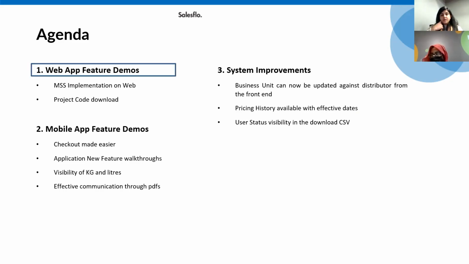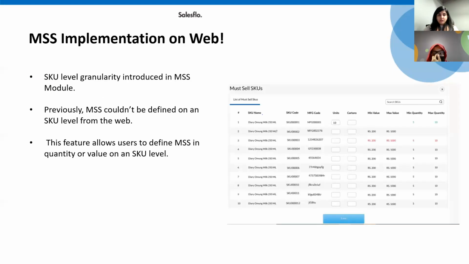Let's move on to the first part of our agenda, the web app feature demos. The first feature is the MSS implementation on web. We have a feature in our system called must sell. We can define must sell on a brand, on a master SKU or an SKU. Must sell means you want to restrict the quantity or the value for an order booker to book an order on.